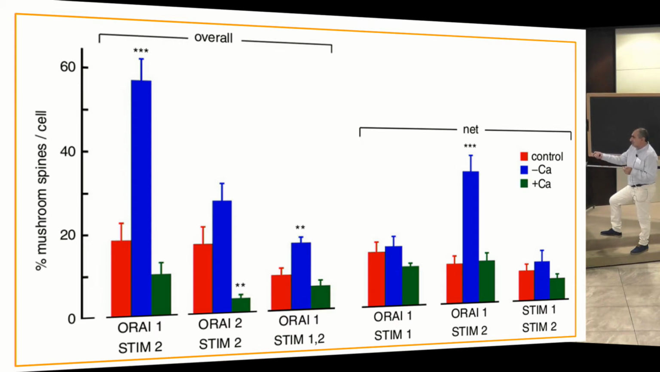For the others, we don't see much of this tendency, sometimes a little bit, but nothing compared to this special pair, ORI1 and STIM2. If we check only the net difference, again, this pair is the most pronounced. So it was a very interesting observation for us. And now I will tell you a really crucial thing.